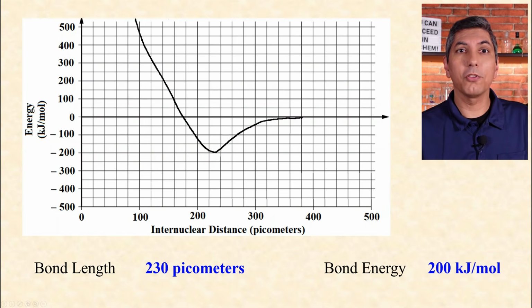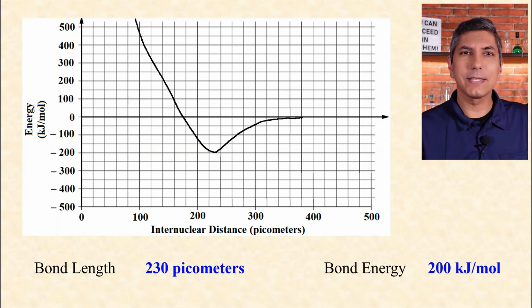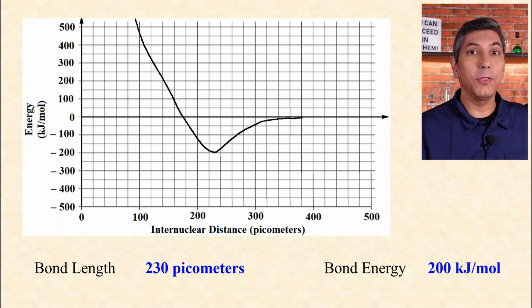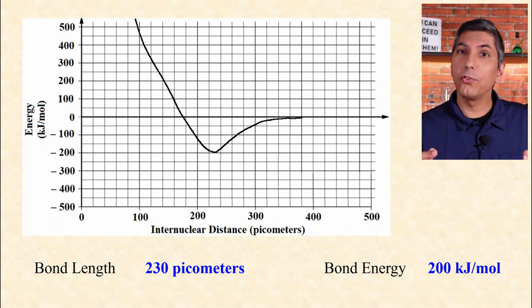Bond energies are always positive numbers. The reason it's negative on the graph is that this is the energy released when the bond is formed. We're being asked to find the energy required to break the bond.